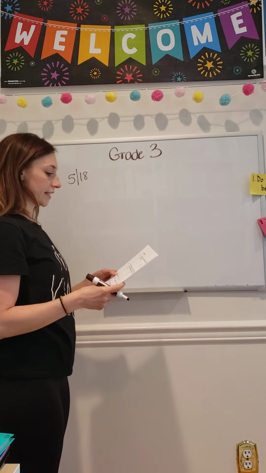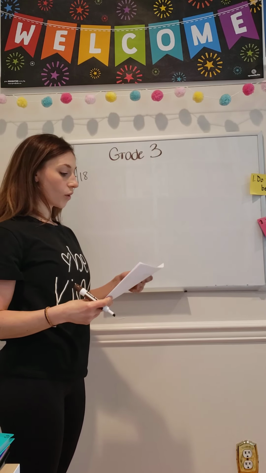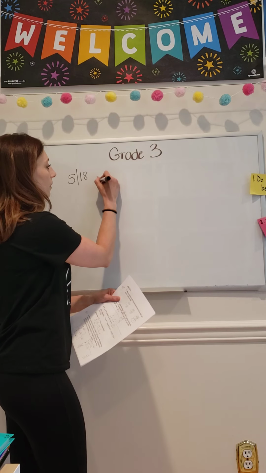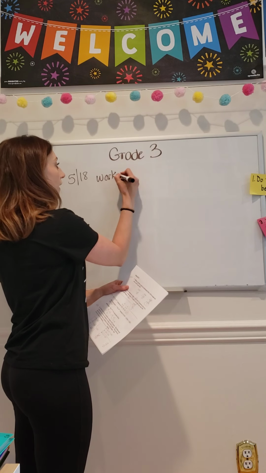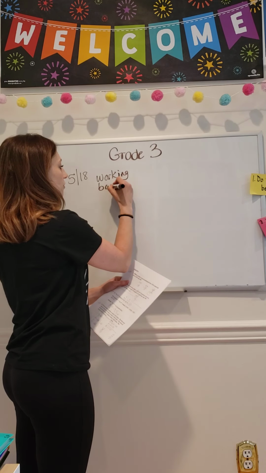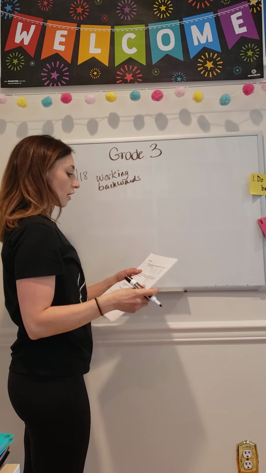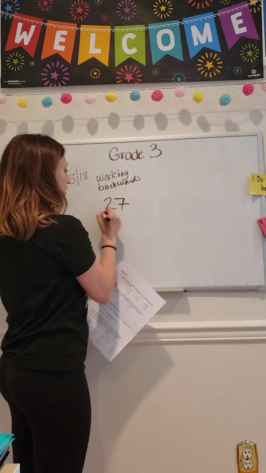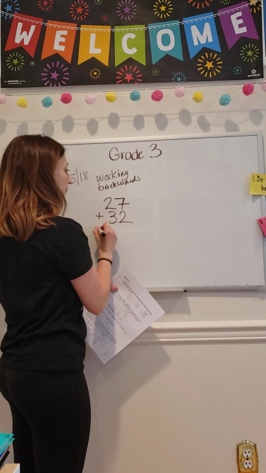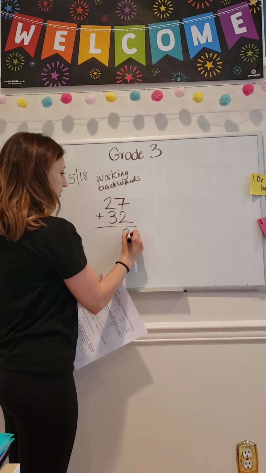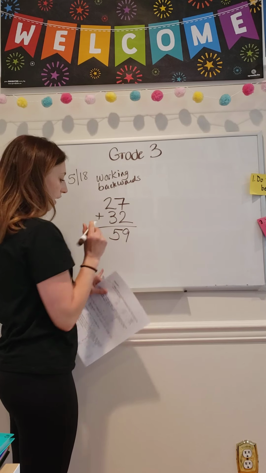So on 518, the problem says, what number must be subtracted from 100 to equal the sum of 27 and 32? For this problem, I'm going to start by working backwards. So that's the strategy that's going to help me. Okay? So the sum of 27 and 32. So I'm going to add that together. 7 plus 2 is 9. 2 plus 3 is 5.